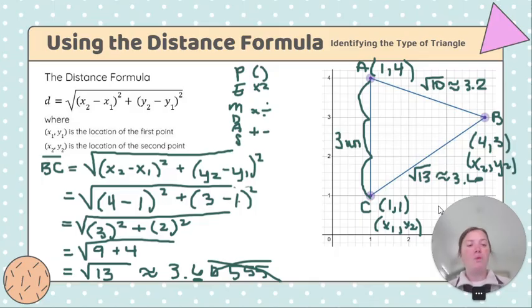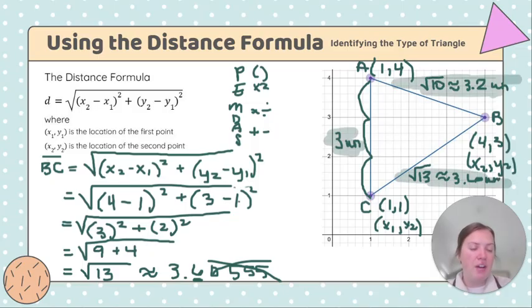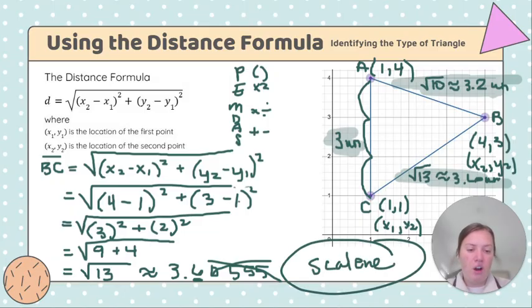So the question is, what type of triangle am I working with here? Now, we have our side measures. We have 3 units. Here, let me add my little unit. We haven't really focused that much on the units, but it's still a good thing to have on there. So we have 3 units, 3.2 units, and 3.6 units. We don't have a single side that is equal in length. So that means that we have a scalene triangle. Scalene meaning all of our sides are not equal to each other.